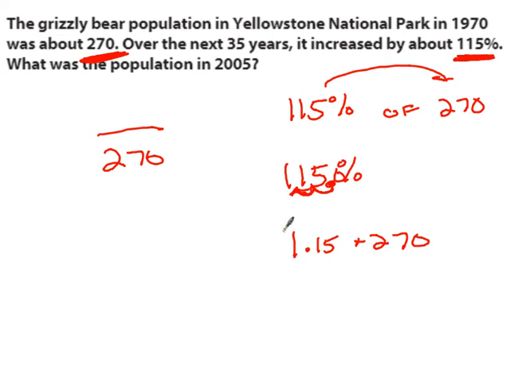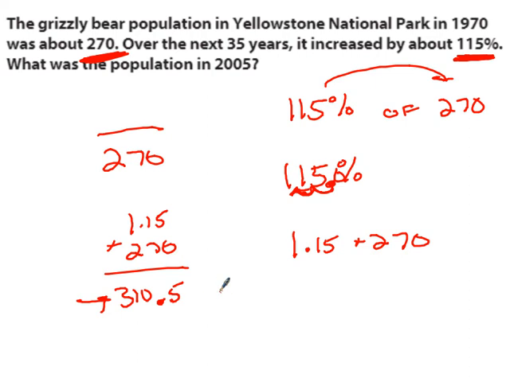So I need to actually do that multiplication. So again, I'm just going to plug it into a calculator real quick just to save us time, so you guys don't have to watch me do some multiplication here. I would set it up as 1.15 times 270, and I get 310.5. So that was the amount that it increased by. So we figured out it increased by 115% of 270. So that means it increased by 310.5.